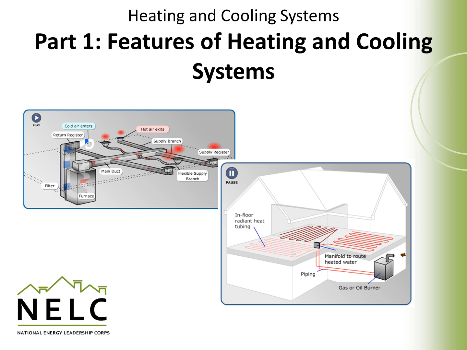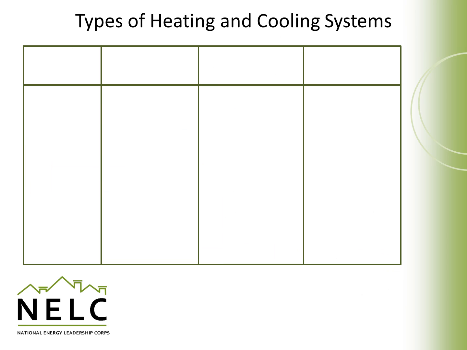This module presents features of home heating and cooling systems. Heating and cooling systems come in many shapes and sizes, and a few basic questions can help identify the type of heating and cooling system that you may encounter in a home, including the main function of the system, the fuel source, the location of equipment, and the type of distribution system.